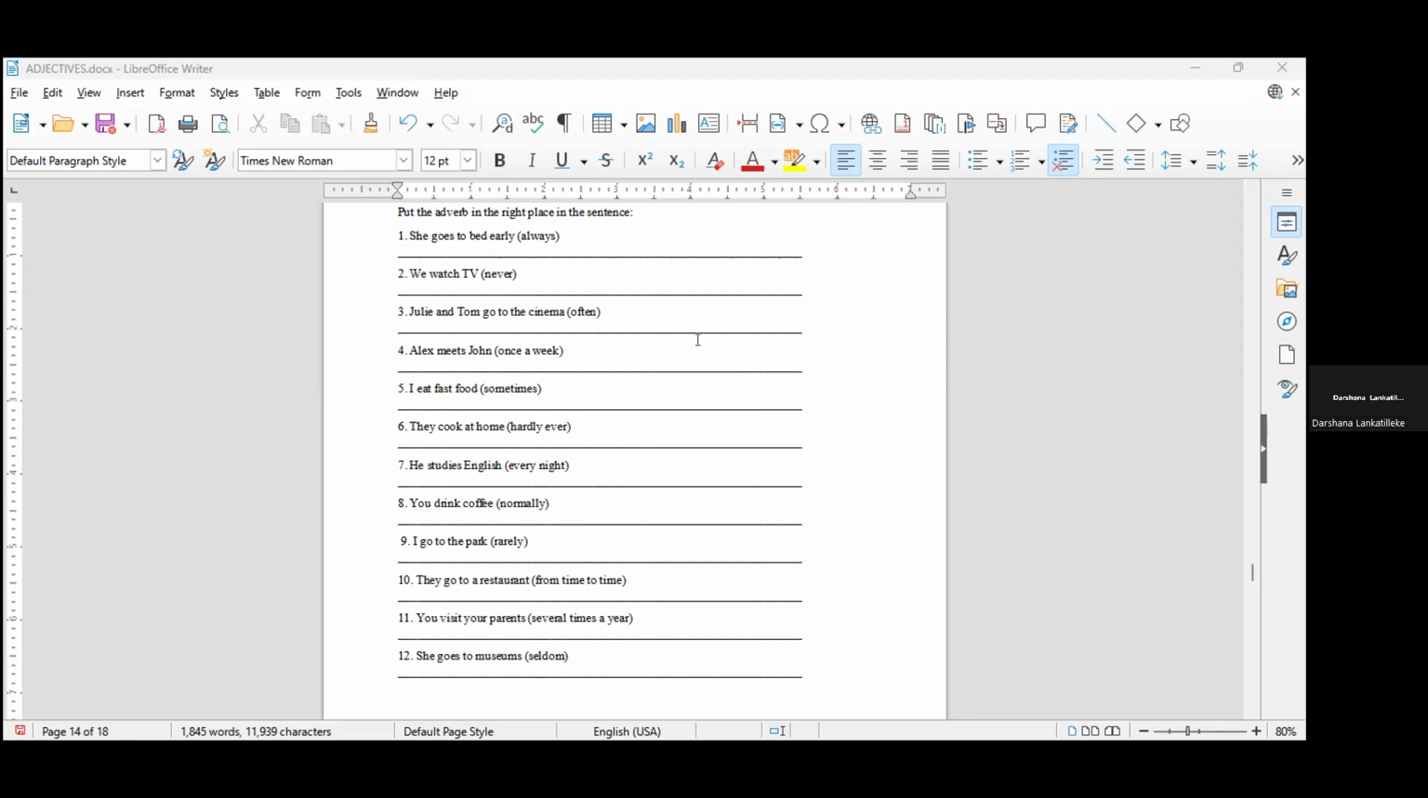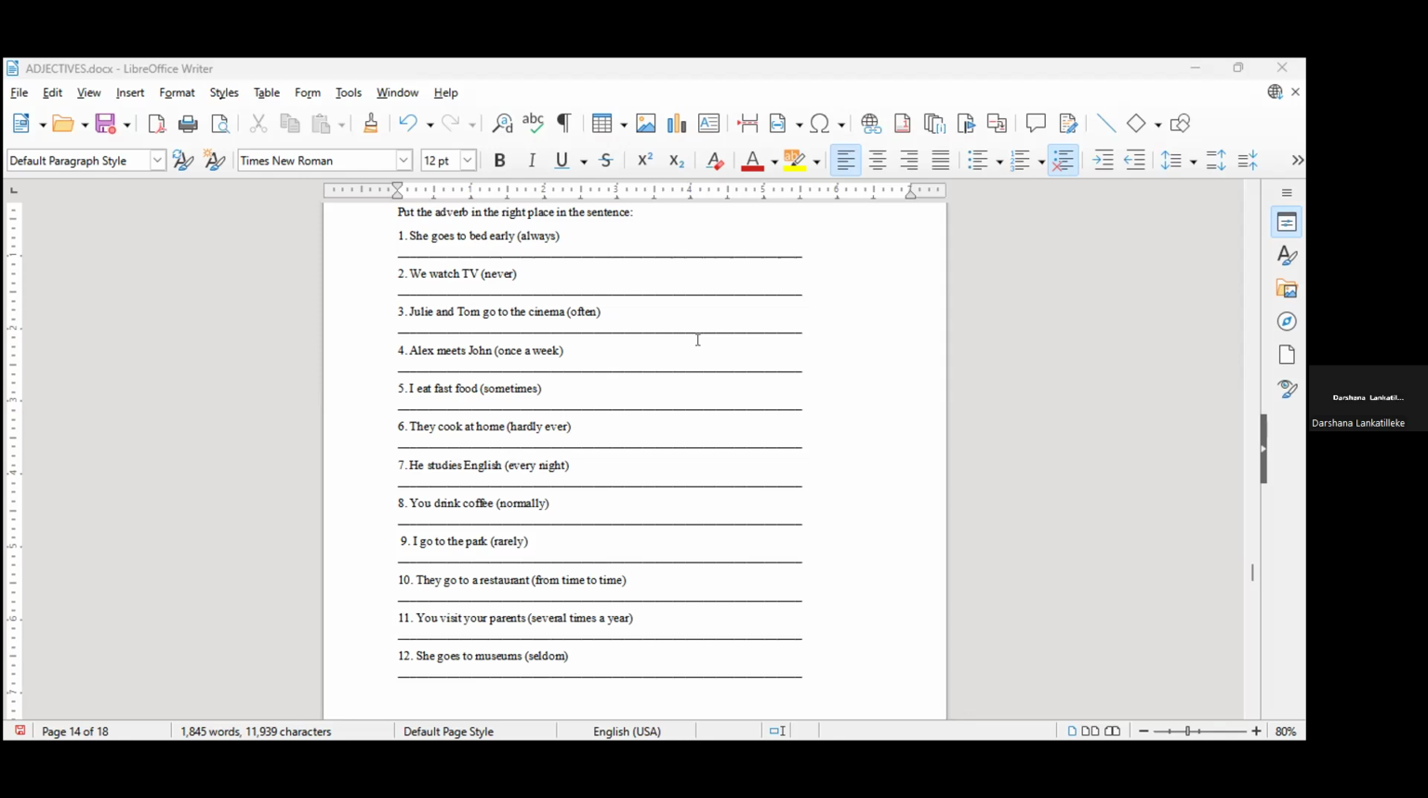Number two, we watch TV. Never. Never is also a frequency adverb. So we have to use we never watch TV. Correct. Number three, Julie and Tom go to the cinema often. Often is also a frequency adverb. So you have to put it in between the subject and the verb, right? Then Julie and Tom often go to the cinema, right?